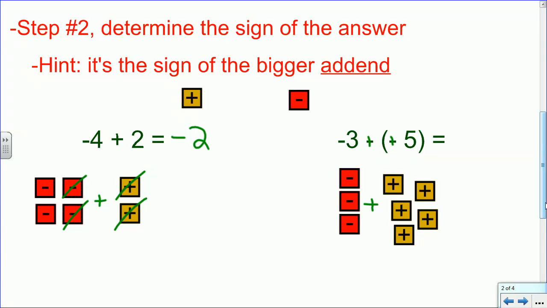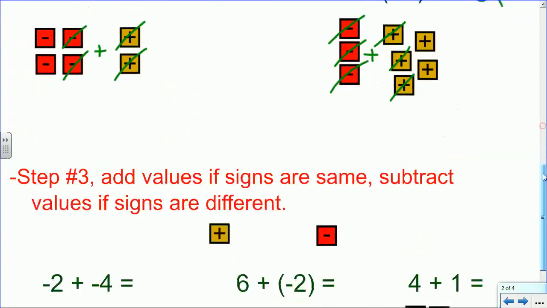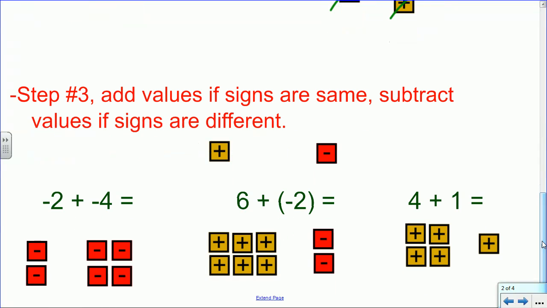again, we're going to think which is bigger. Well, we have 5 positives, so our answer will be positive. We have more positives than negatives. And when we cancel out 0 pairs again, we see that that's true. Yeah, our answer is positive. It's positive 2. 2 are left over. So that's how you find out the sign of your answer. Step number 3 tells us how to get the number for our answer.